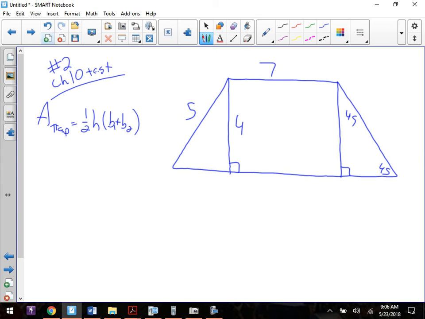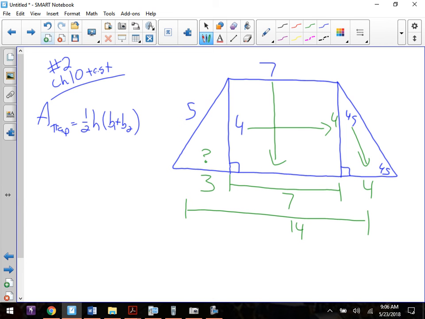Well, I know then if this is 7, from here to here is also 7. If this is 4, that means this height here is 4, which means opposite the other 45 has to be 4. And then I have to figure out that one by using the Pythagorean theorem. So you had to do a couple of parts to get to this one. 5 squared, subtract 4 squared, take the square root, you get 3. So that means your whole bottom base is 14. You get 14.